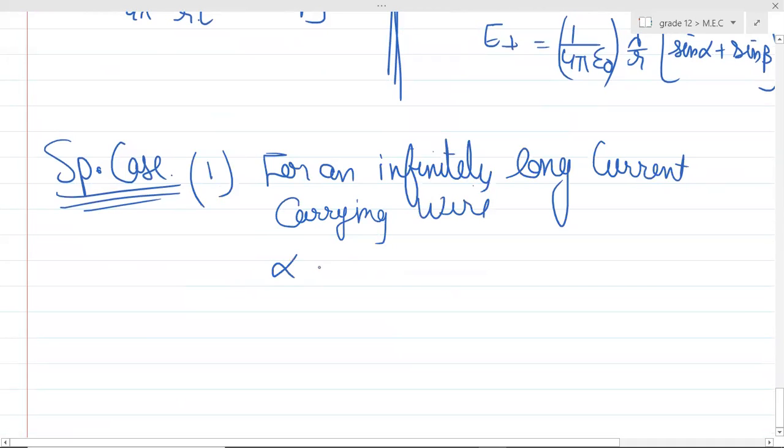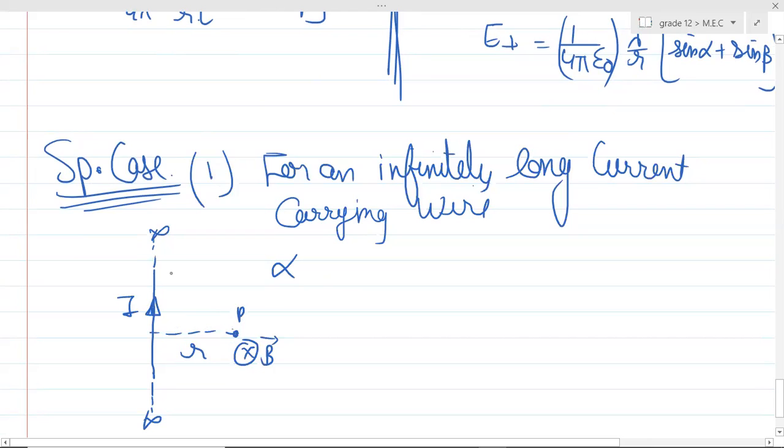So alpha will be, if I have an infinitely long current carrying wire. Can you see over here? This will be R, this will be that point. What will be the direction of magnetic field? Into the plane or out of the plane? Into the plane. This is the direction of magnetic field.